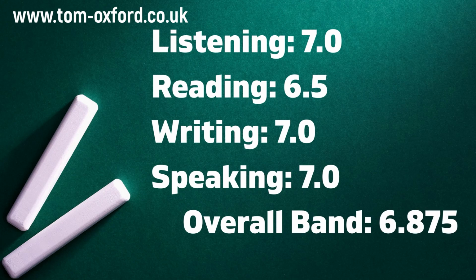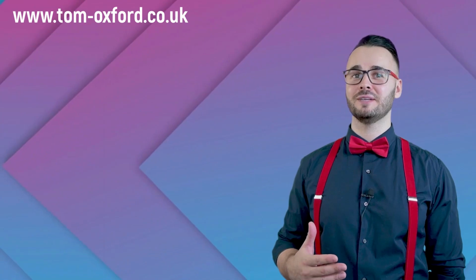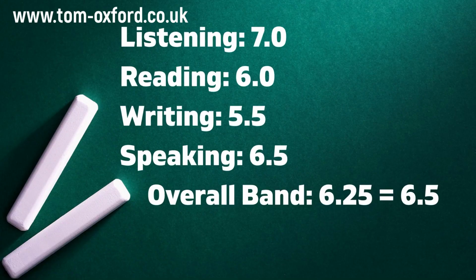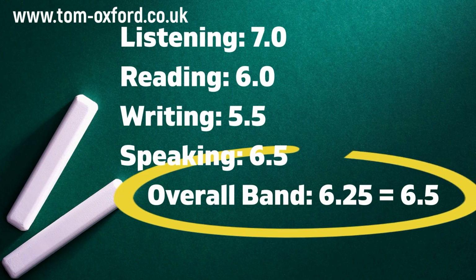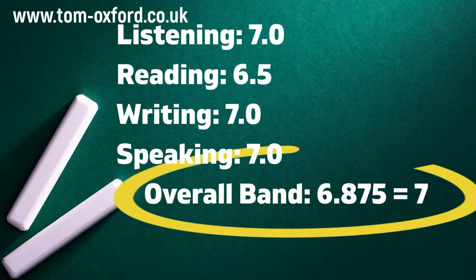In such case, the overall band score is 6.875. Luckily, the overall band score is rounded up to the next half band. For instance, instead of 6.25, you will be given 6.5, and instead of 6.875, 7.